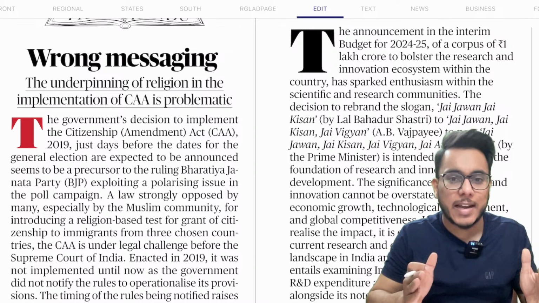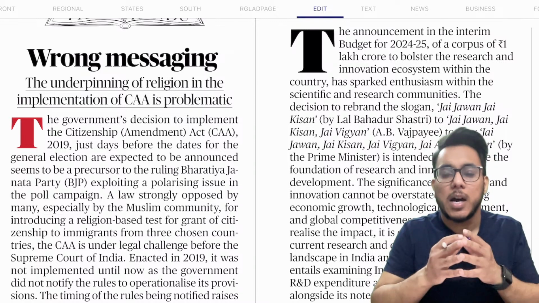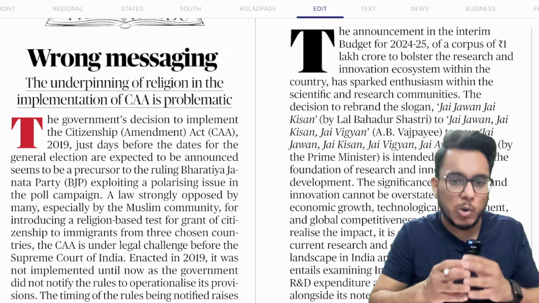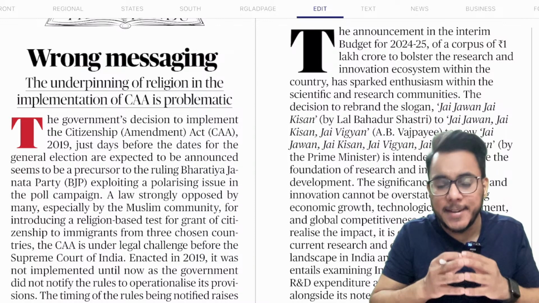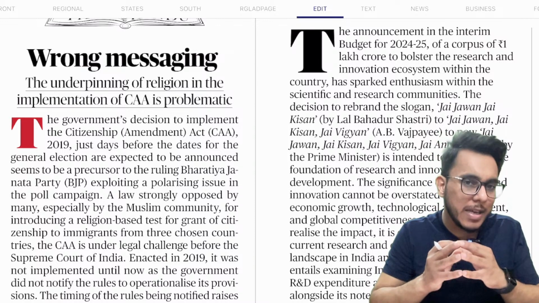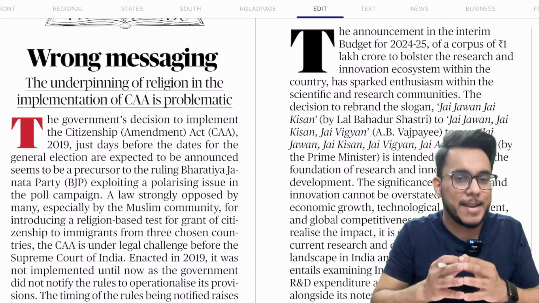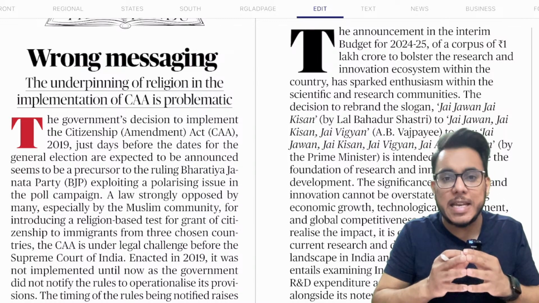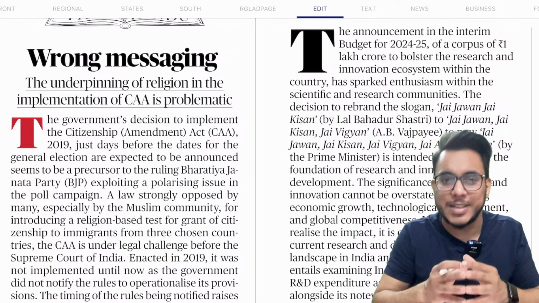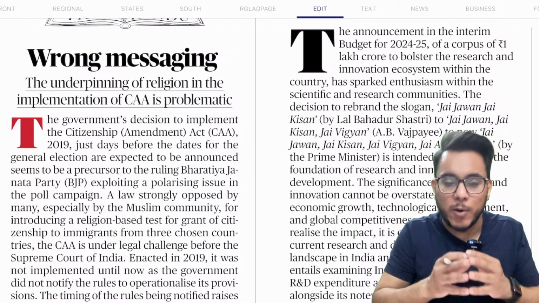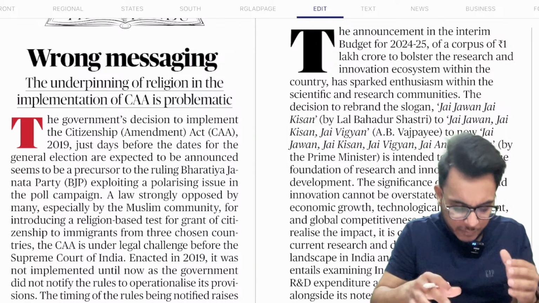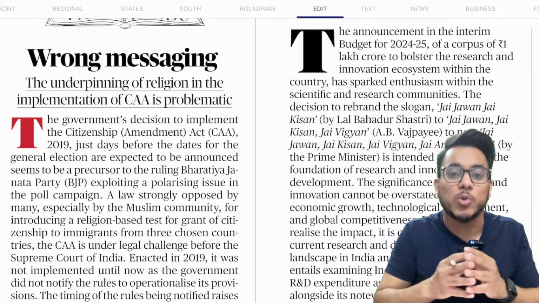So guys, recently what has happened is that the government of India has notified the CAA rules. Now the Citizenship Amendment Act came in 2019, and for nearly 5 years the rules of the CAA were not notified. So basically, the CAA provides relaxed citizenship to the people from Bangladesh, Afghanistan and Pakistan who belong to the minority religions in those particular countries.